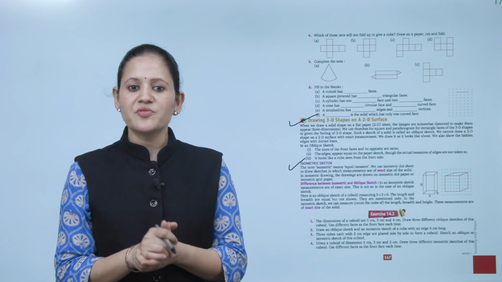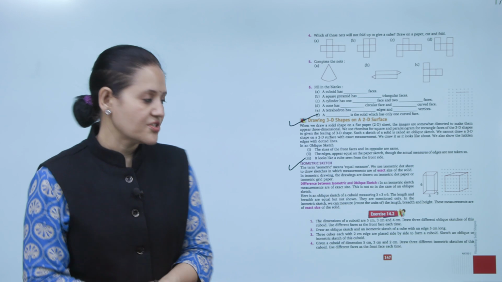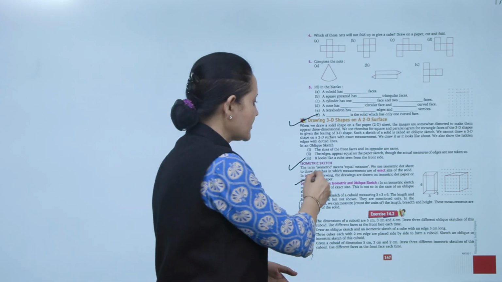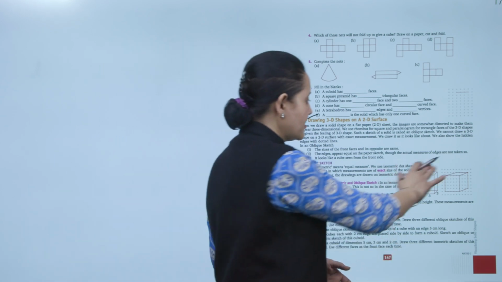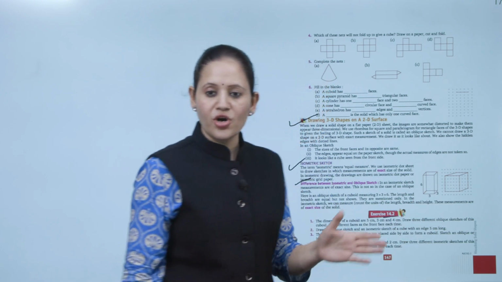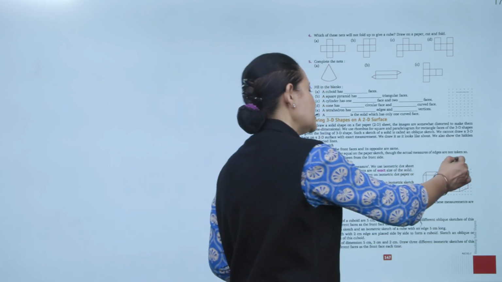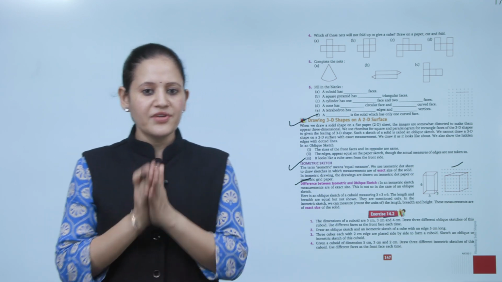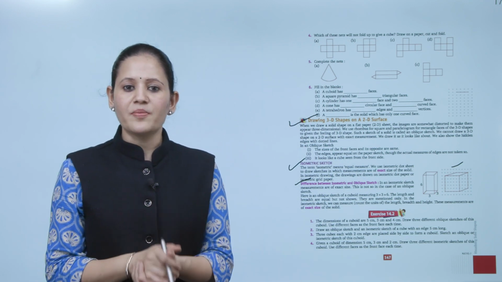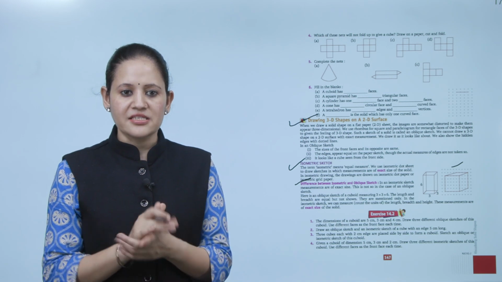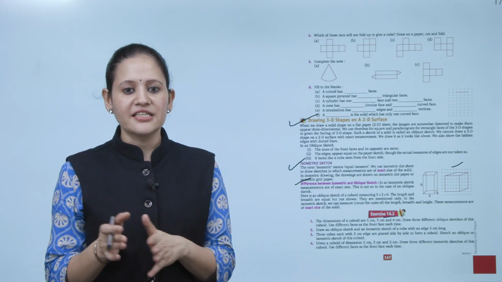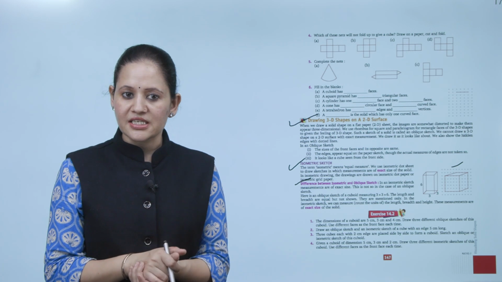Next is difference between isometric and oblique sketch. So this kind of sheet where we use dots to draw 3D shapes, this sheet is called isometric paper. Next, we'll take the difference between the isometric and oblique sketch. In the isometric sketch, measurements are of exact size. This is not so in the case of oblique sketch.